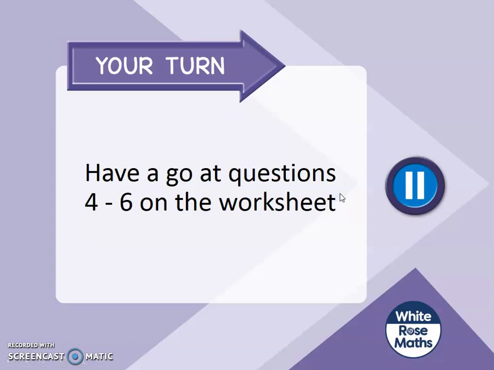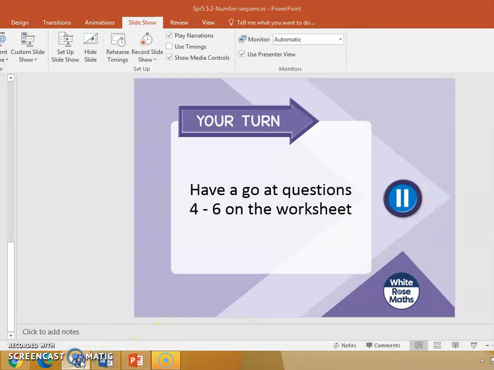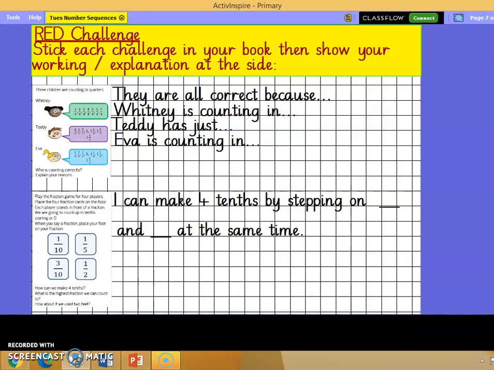I'd like you to have a go at questions 4 to 6 on the worksheet. I'd like you to record that in your book. For these ones, you may choose to record them by sticking in, or you may choose to lay it out neatly in your book. It's up to you. For those that are ready for additional challenges at the end, here are the red level challenges, those really hot ones. They're in your pack, and I've given you some sentence starters to help you record your answers in your book.